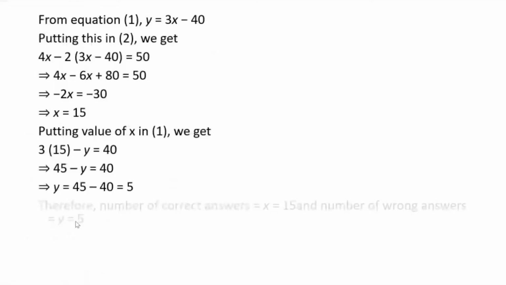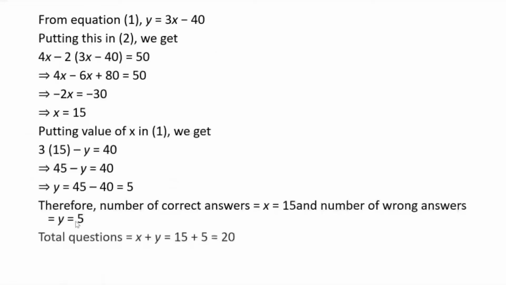We can solve it by any method. Here I have solved it by the substitution method. You can use any method and get the value of x as 15, y as 5. The total number of questions is how much? 20. Correct answers are 15, incorrect ones are 5. So the total number of questions attempted is 20.